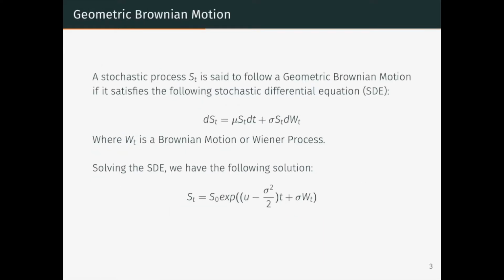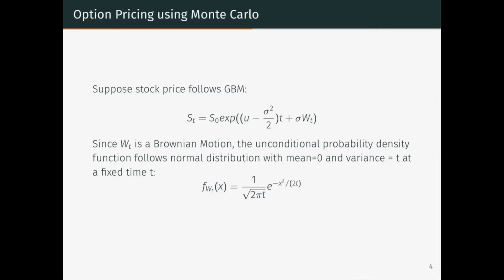Now we assume that stock price follows a geometric Brownian motion. Thus, it follows the stochastic differential equation, where Wt is a Brownian motion, or Wiener process. By solving the stochastic differential equation, we have the relationship between the stock price at the time we're interested in and the initial stock price. Now we will try to simulate stock price by using Monte Carlo method.